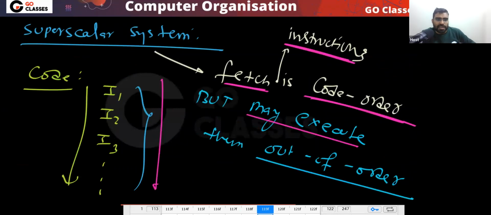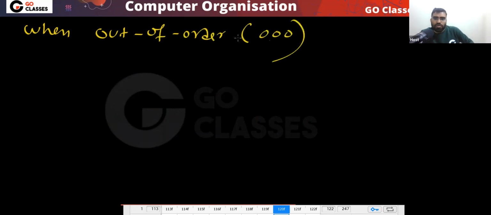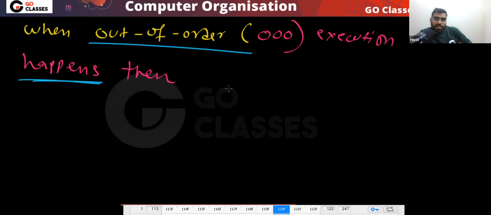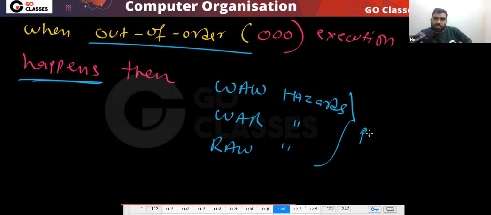So this is what happens in the super-scalar system. When out of order execution happens, in simple words this is called triple O, and in many standard resources you will find triple O. When out of order execution happens, then WAW, WAR and RAW hazards, all of them are possible.